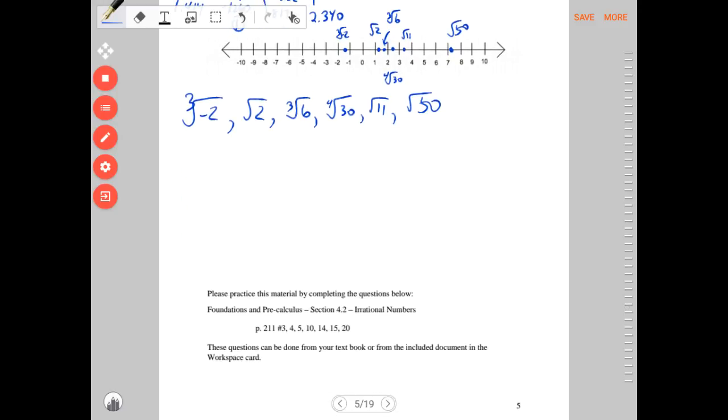So guys, that's the end of this section. So this is section 4.2 in your textbooks. You can use your textbook, or you can print the work pages off from the workspace card. I do encourage you to do that, because then you can write all over the questions and everything. It just makes it handy. Either way, the answers are in the back of your textbook, and those are the questions that you need to do starting on page 211. Okay, good luck. We'll see you next part.